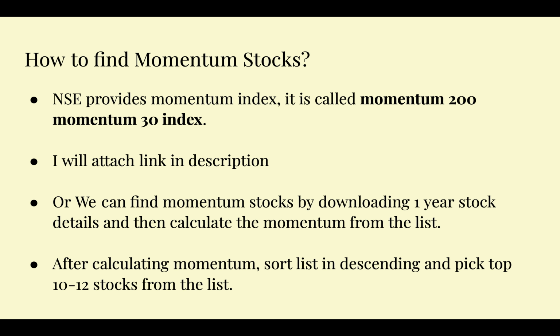So if you don't want to calculate, you can just pick the stocks from this Momentum 30 index. What they will do is, from the 200 stocks they will pick 30 stocks which are giving high returns. And remember one more thing, they will change the 30 index on a 6 months basis. They will not change on a monthly basis. So you should also change. If you're following this for 6 months, they will also change for 6 months.